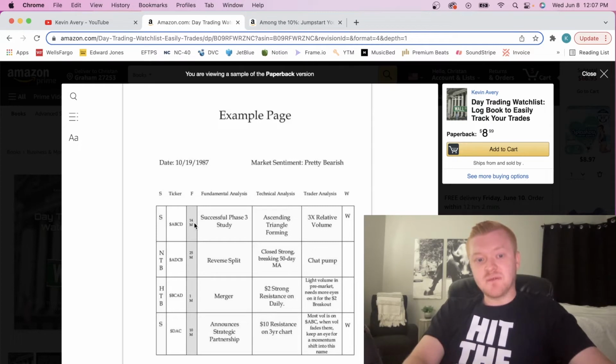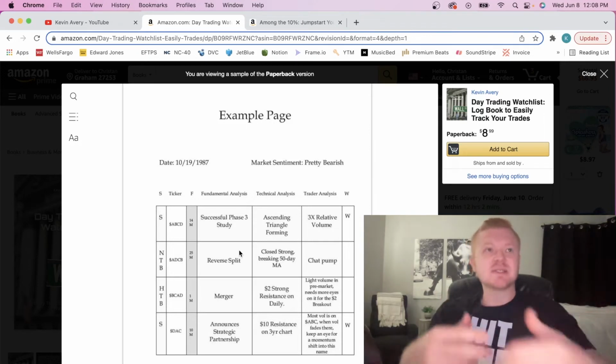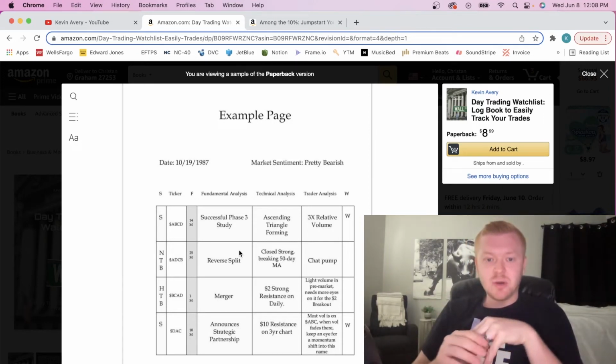F is going to be for the float. It's a good idea to know the float. 1 million, 10 million shares, 25, 14 million for these tickers. And then fundamental analysis, technical analysis, trader analysis. The three types of analysis that we always do in the morning in pre-market.